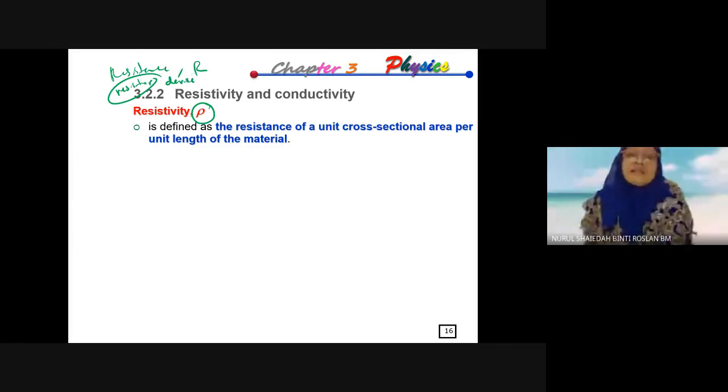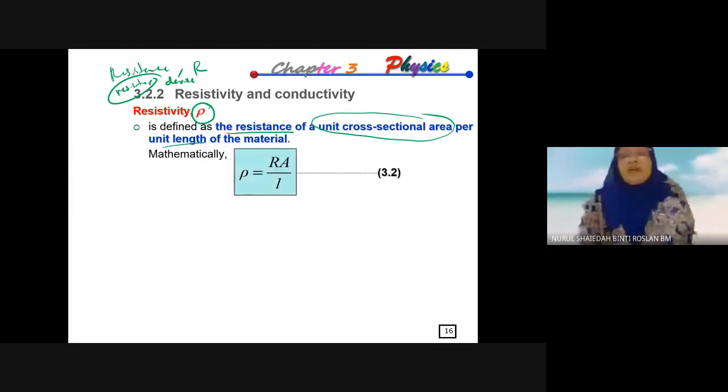Resistivity, apa tu pula resistivity? Simbol dia ρ, nama dia lebih kurang is defined as the resistance of unit cross-sectional area per unit length. So maksudnya dia adalah RA over L. So dia adalah berapa nilai resistan darab area bahagi length.